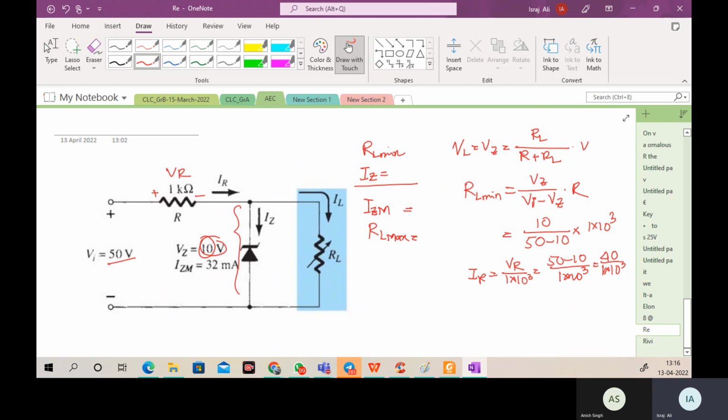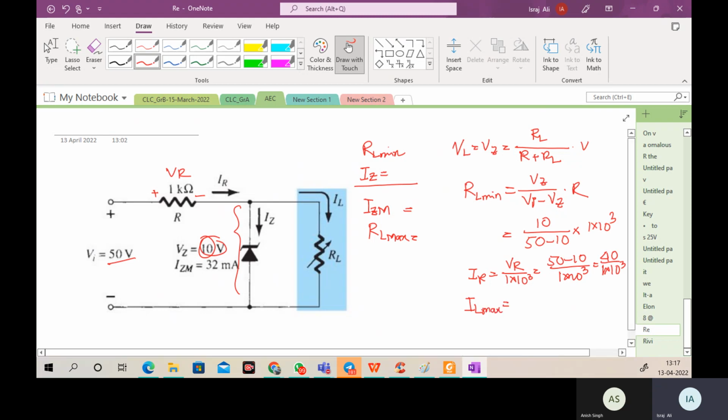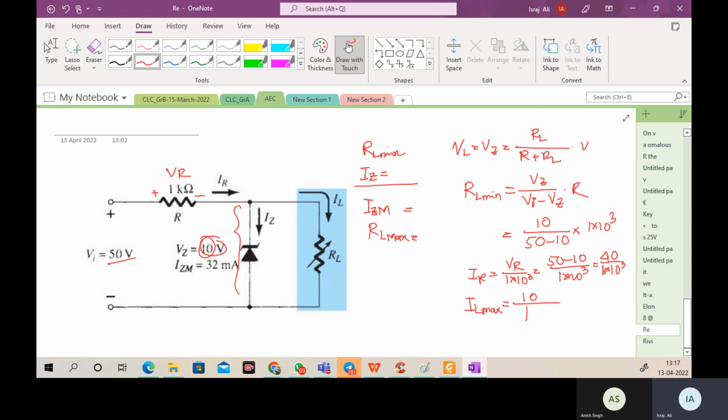We can also use this. This is the way of circuit analysis, and this is actually we are using KVL now. So this voltage will equal to 0. This is KVL actually. Now what is the IL? I need IL maximum. What is IL max? R is minimum, so IL max we will get. IL max is what then? 10 volt, the voltage across this resistance RL minimum.